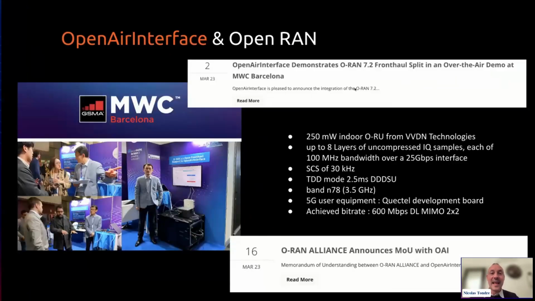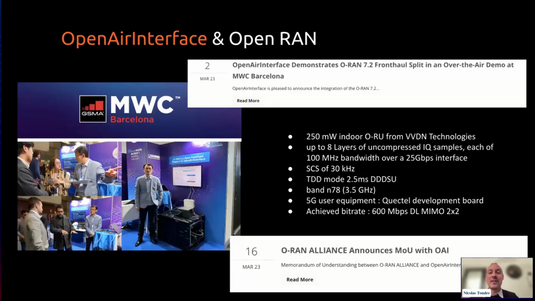Open Air Interface and Open RAN. Here are a few announcements that they did last month, in March 2023. So at the Mobile World Congress in Barcelona on the 2nd of March, they demonstrated Open Air Interface and Open RAN integration using 7.2 fronthaul split. I'll tell you a little more about it later, over the air.